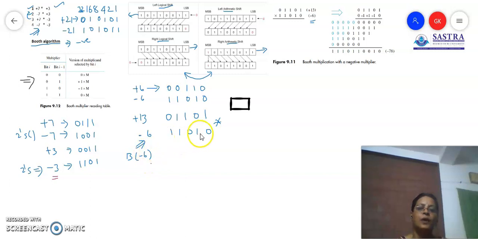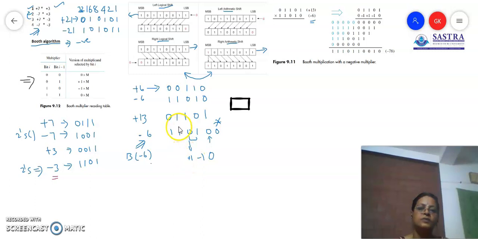Okay. Now you have to examine the bits in a pair by pair fashion. So first we are going to see for 0. So for 0, you have to form a pair. So you'll be adding one 0 extra here. So 0, 0 means it is going to be 0. Then 1, 0 means minus 1. Okay. Then 0, 1. So for 0, 1, it is going to be plus 1.